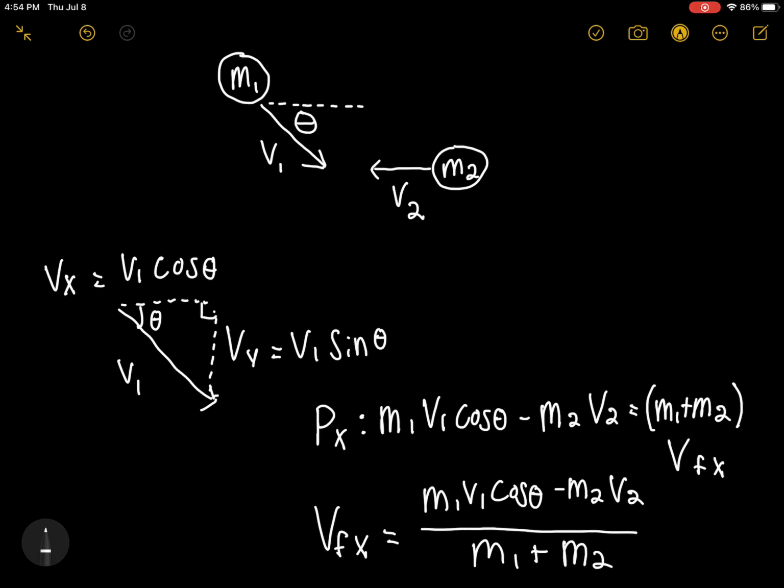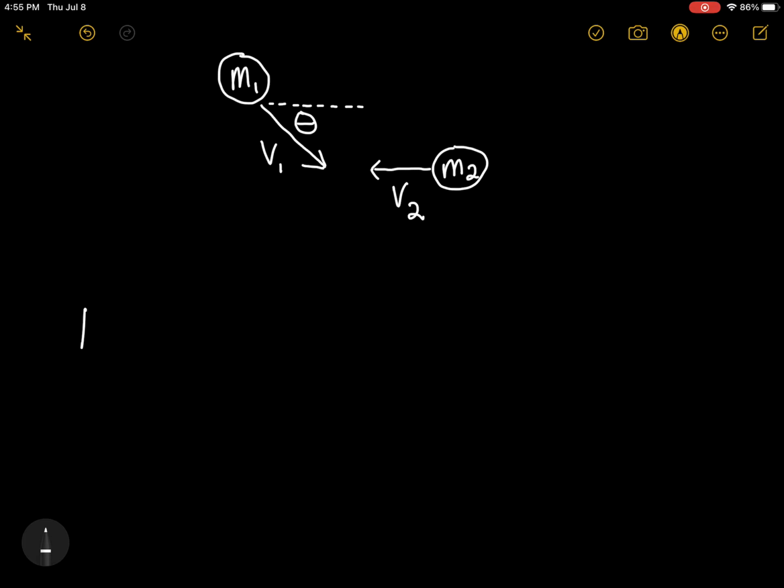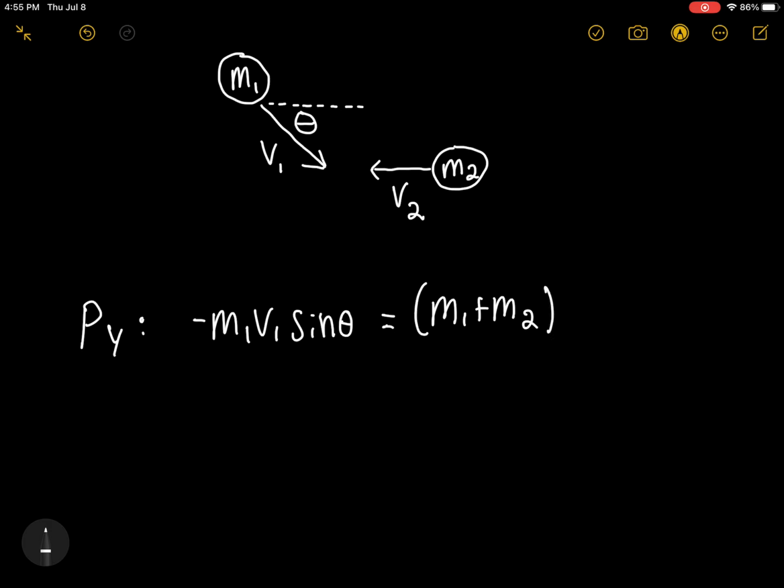Okay, let's do this for the y-coordinate system now. The momentum in the y direction is going to be denoted by minus m1 v1 sine theta, and the minus sign is because for the mass of m1 it is going downward, so that deserves a negative sign. And the mass for m2, that's not going in any y direction, so just 0 there. That is equal to the combination of m1 plus m2, so of course it is an inelastic collision, times vfy.